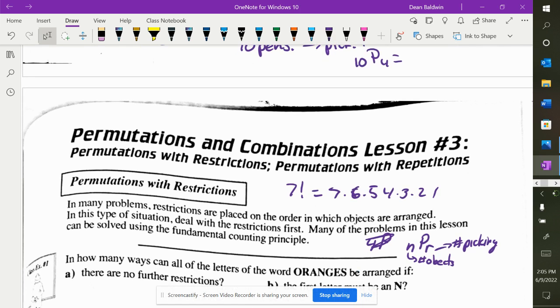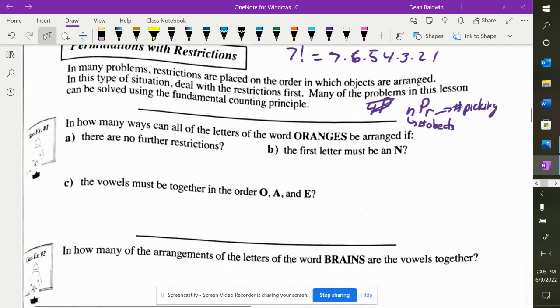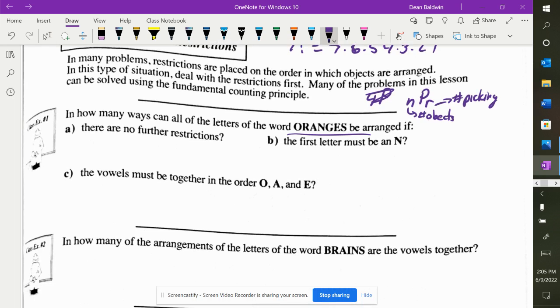We didn't have any restrictions. We didn't have any repeats. Today we're going to learn about what happens if we have restrictions and if we have repeats. So we'll start with the word oranges. How many ways can I arrange all the letters in the word oranges?